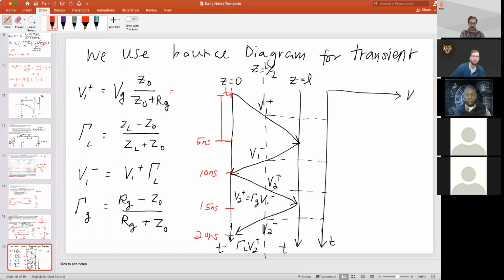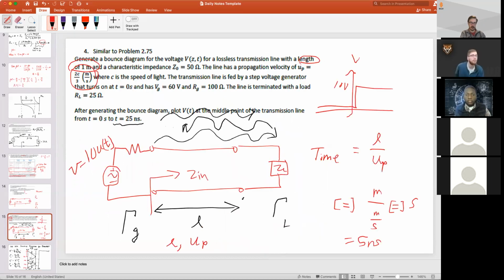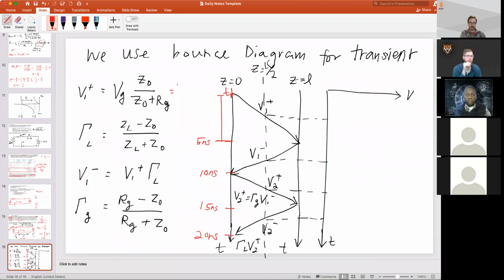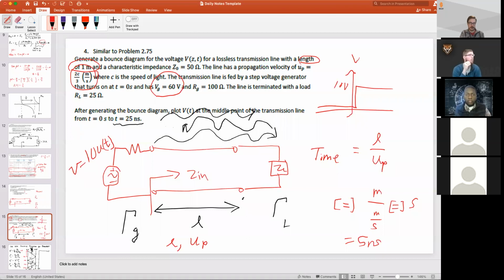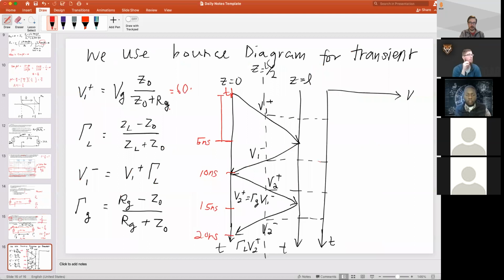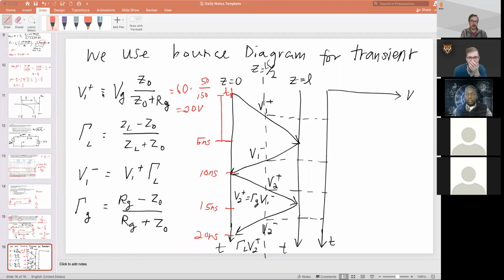So to start off, we had a generator voltage of 100, and we have 60 multiplied by the characteristic impedance of 50. So we have 50 over 150. So we must have 20 volts here. All right, so this voltage is 20 volts.